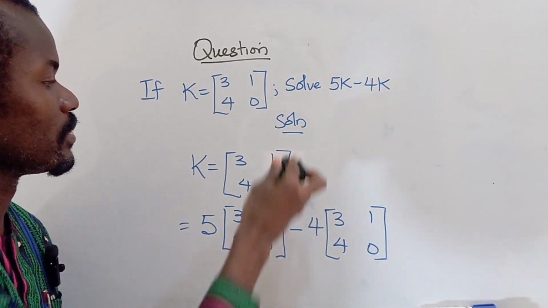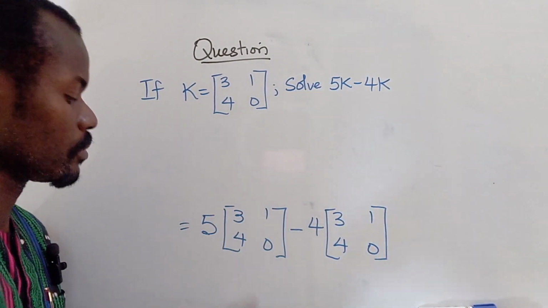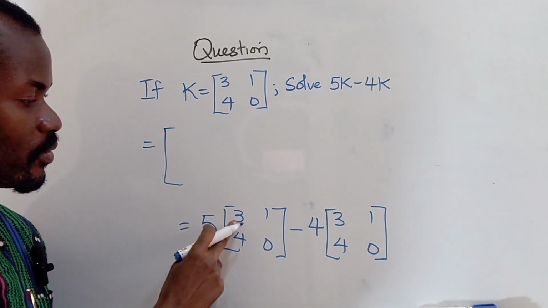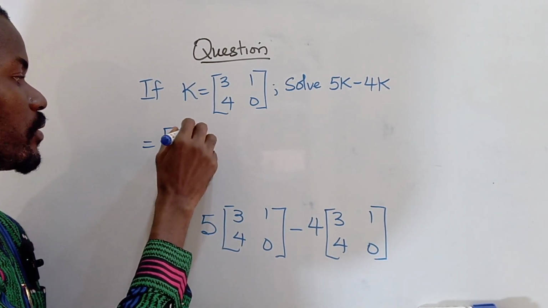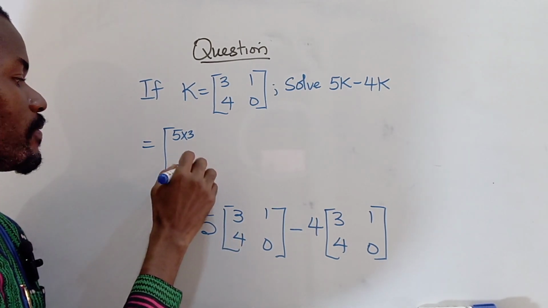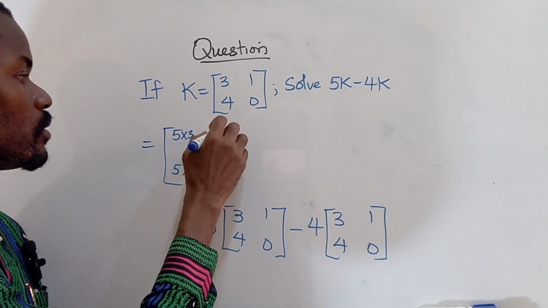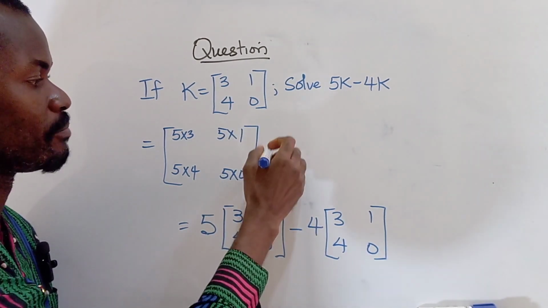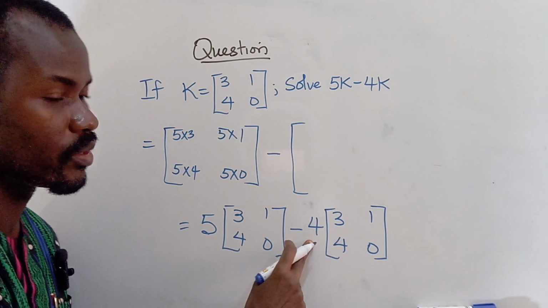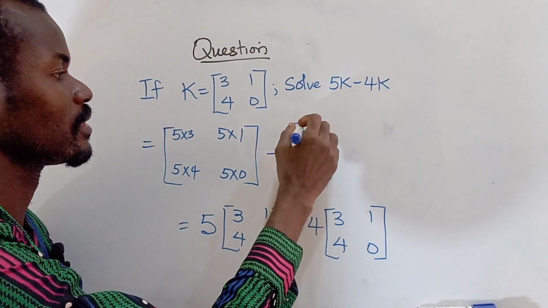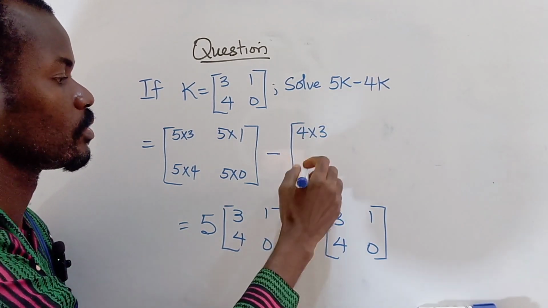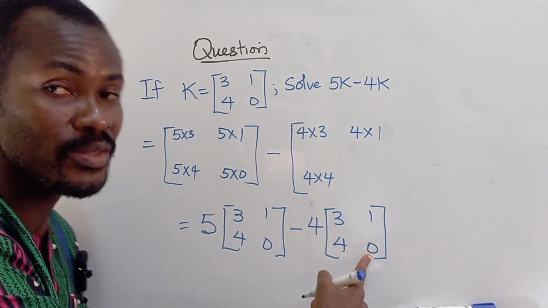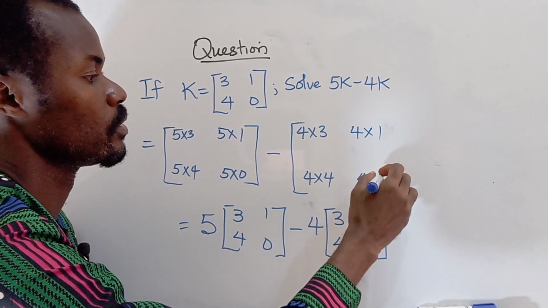Let's multiply that to see what it gives us. So 5 is going to multiply 3, so we have 5 times 3. 5 will multiply 4, so we have 5 times 4. 5 will multiply 1, so we have 5 times 1. And 5 will multiply 0. We have a minus there. Now we are going to do the same for 4. So 4 is going to multiply 3, 4 is going to multiply 4, 4 is going to multiply 1, and 4 multiplied by 0.